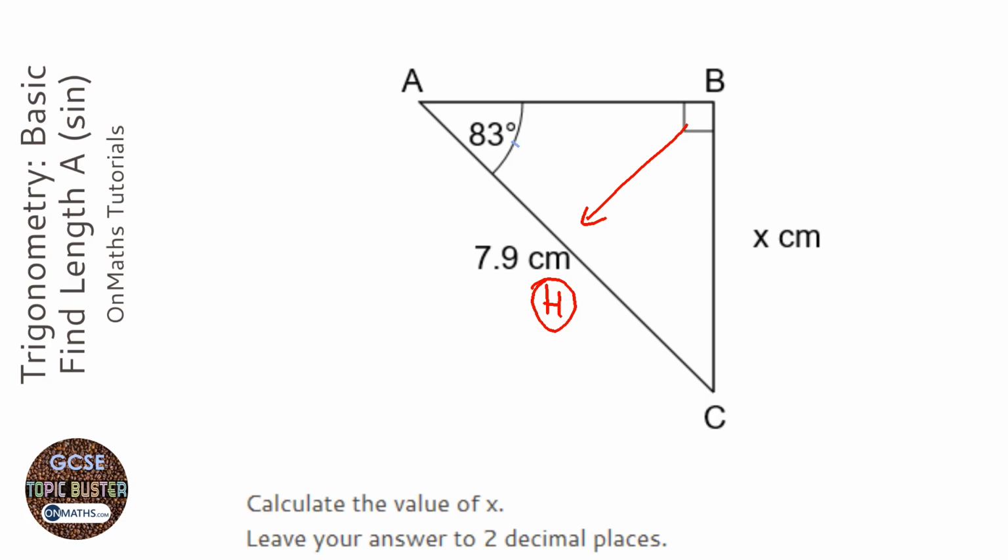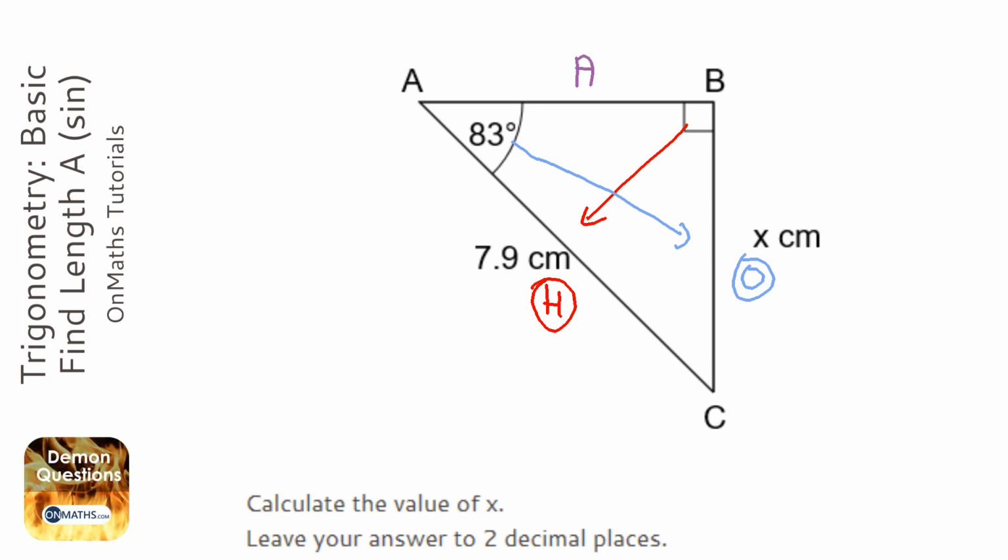Go across from the marked angle and label that the opposite, because it's opposite the angle in the question. And the one left over is the adjacent. And the adjacent is the one next to the right angle and next to the marked angle.